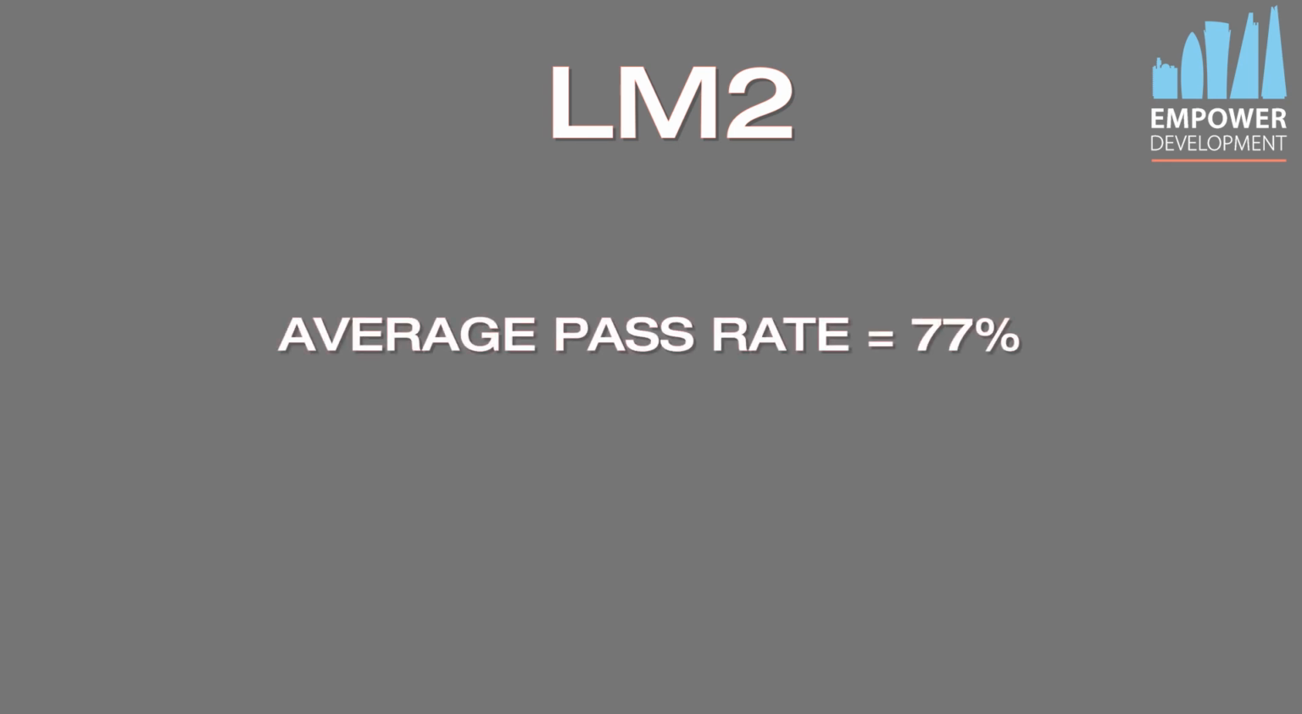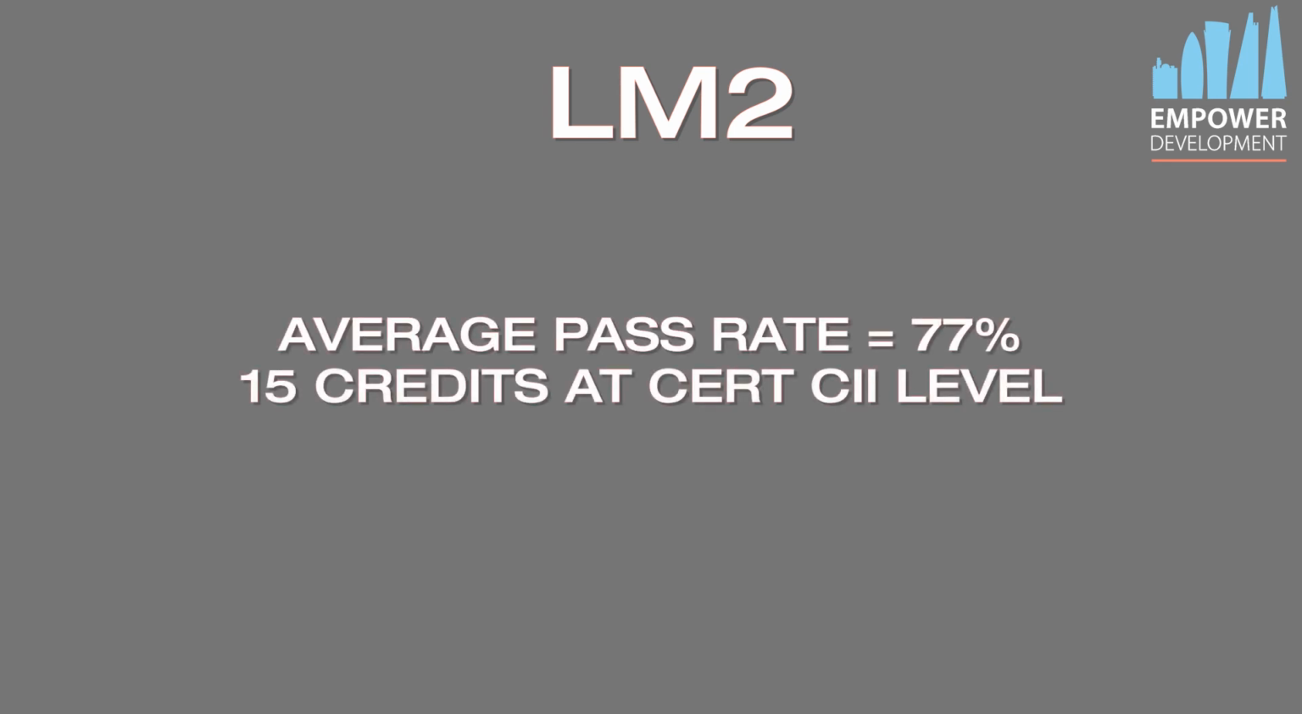An important thing to note if you're going on to LM2 following LM1: sometimes people find LM1 quite straightforward and then go into LM2 underestimating it and then suddenly find that this exam catches them a bit off guard. So often we see that the people that found LM1 tricky will find LM2 easier because they are setting themselves up to do that bit of extra revision, and those people who found it easier will find this one quite a bit harder. The pass rate for LM2 is 77%, and it's 15 credits at CII level.